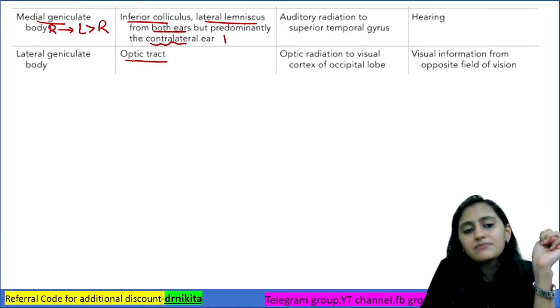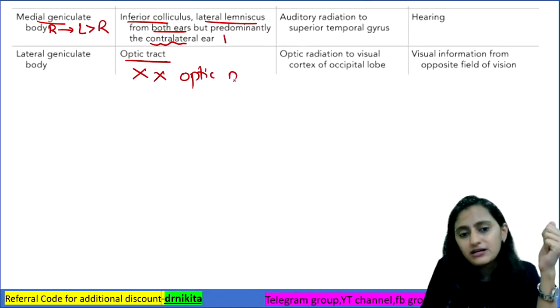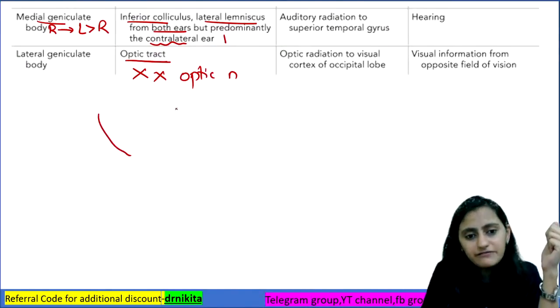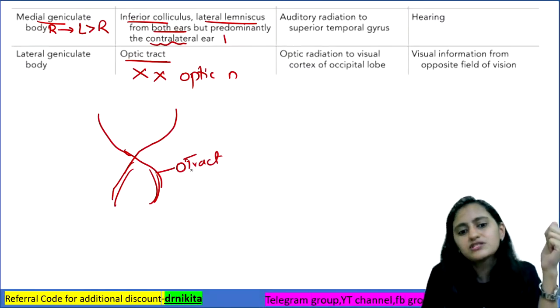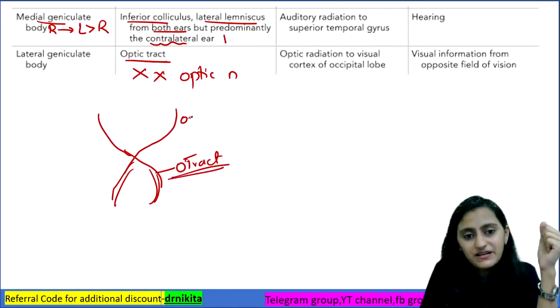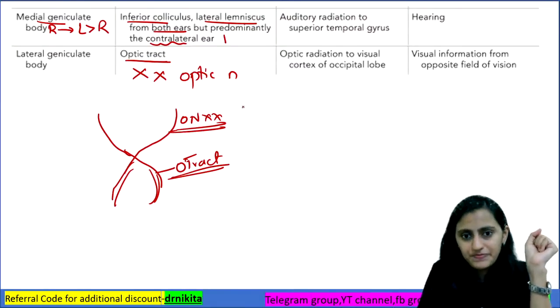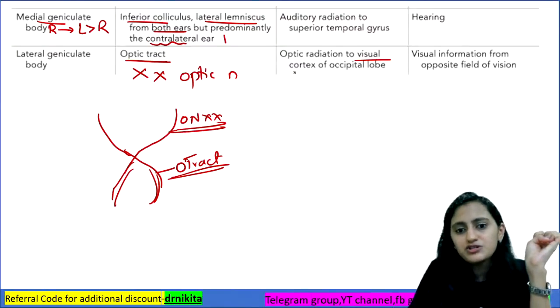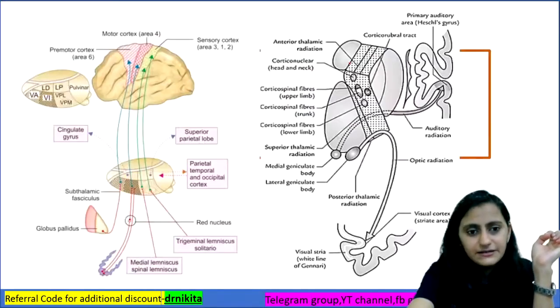Lateral geniculate, remember the fibers are from the optic tract, not from the optic nerve. Because the optic nerve forms the optic chiasma and then it forms the optic tract. So this optic tract then goes to your lateral geniculate body. It is not the optic nerve. So please read the statement very carefully. And then we know that it goes to the visual cortex of the occipital lobe, which is Brodmann area 17.